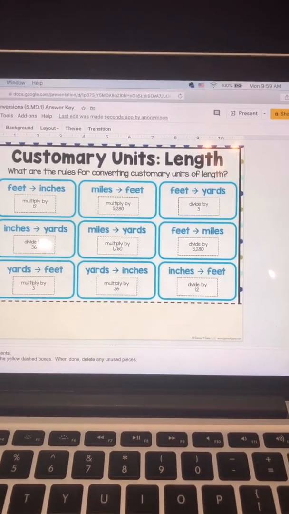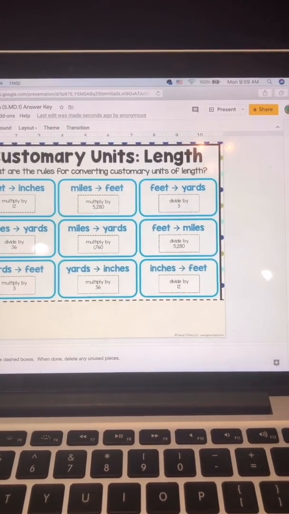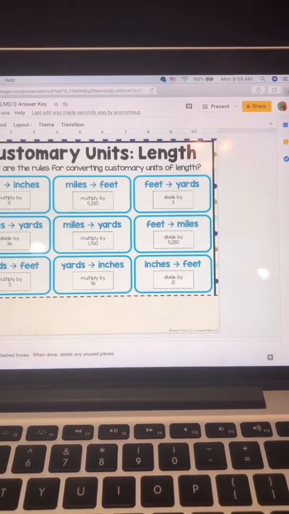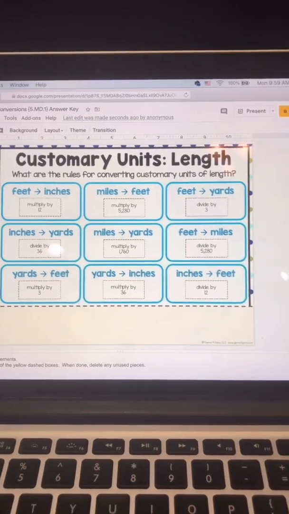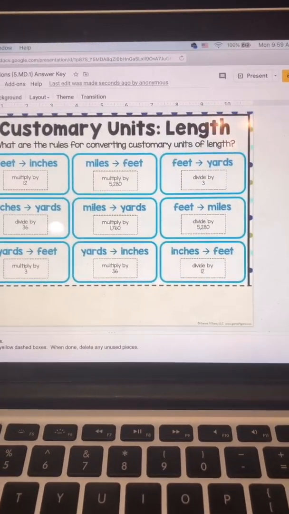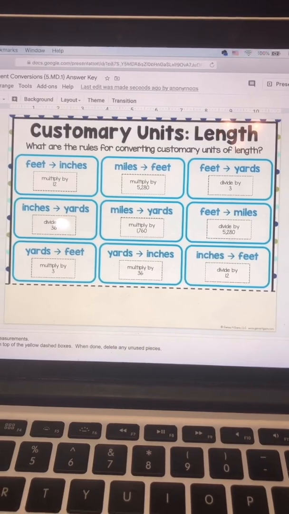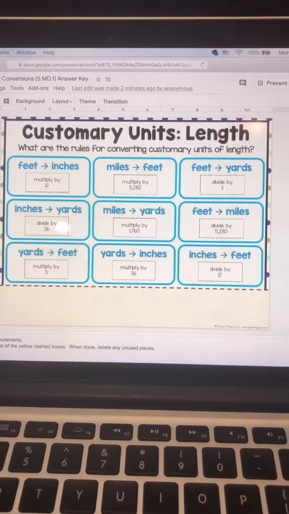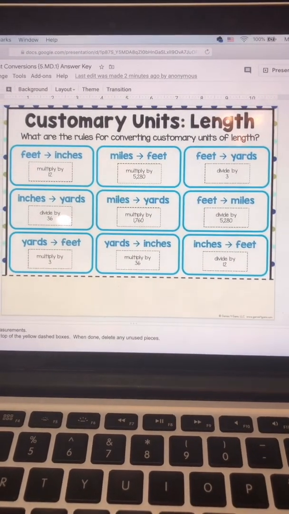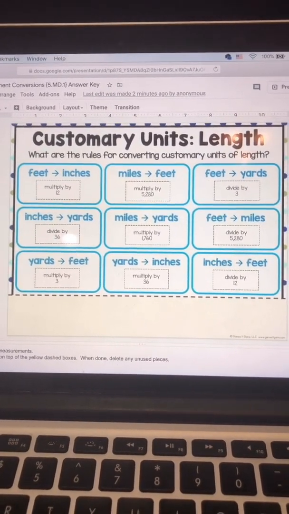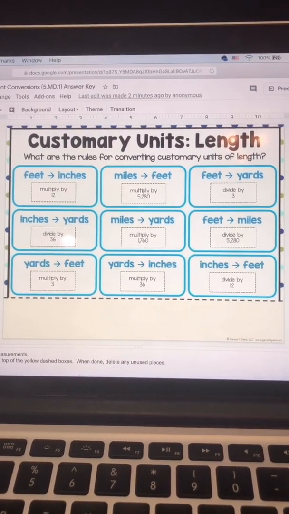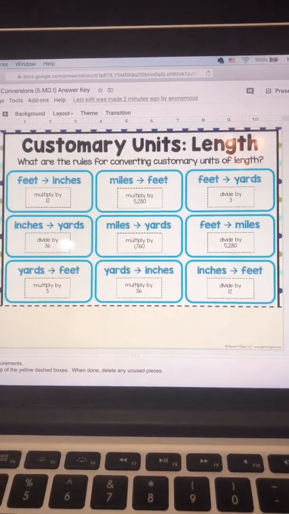Again, the reason why I taught you the proportions is because that's a 6th grade standard, so I wanted to go ahead and preview that so you'll be ready for middle school. But this is kind of a little cheat sheet. So if you're going from feet to yards, feet are smaller than yards, so you're going to divide by 3. Inches to yards, inches again are smaller than yards, so you're going to divide by 36.